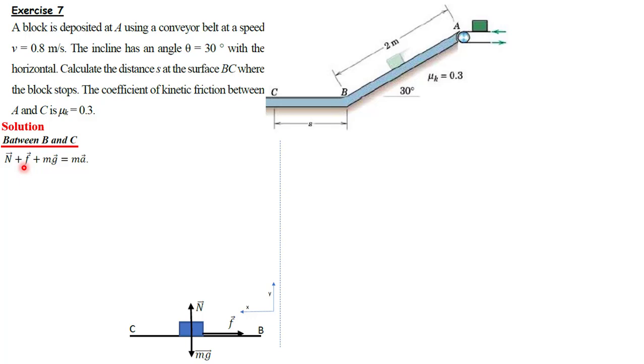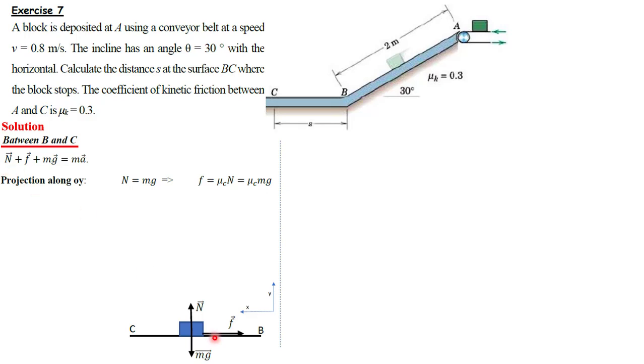Since we have a friction, I suggest to start the projection along y to find N, because F is related to the normal reaction, and the normal reaction can be found by projecting Newton's second law along y. So let's start with the projection along y. The idea is, wherever you see the friction force, start to make the projection along y.